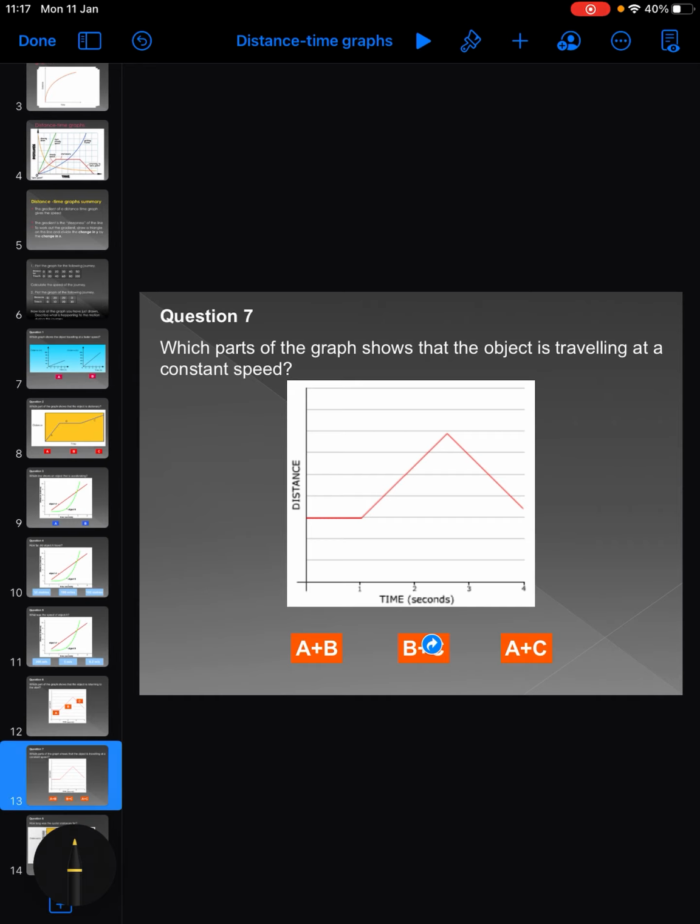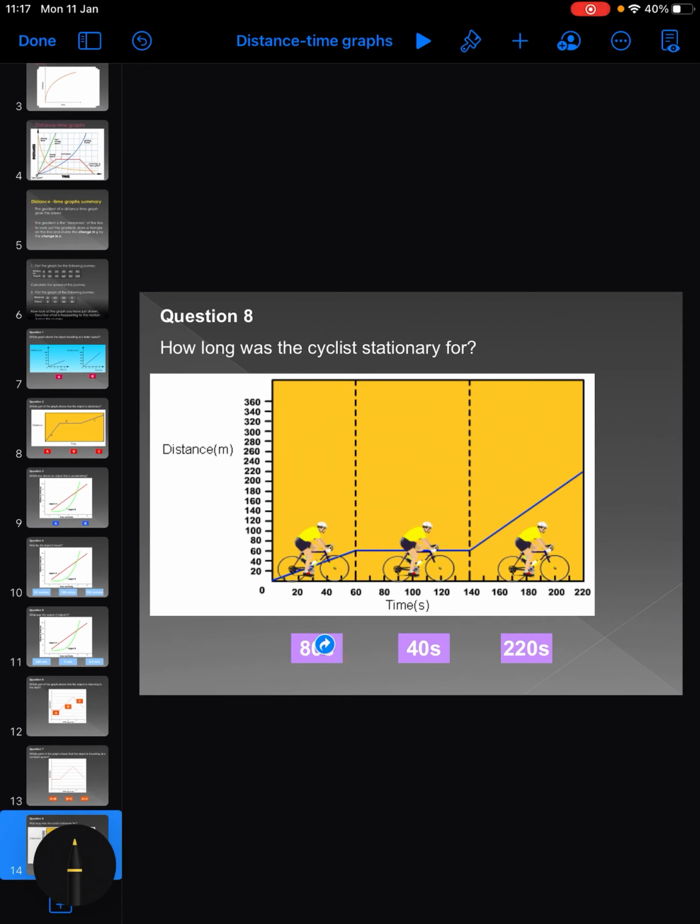Question 7. Which part of the graph shows that the object is travelling at a steady speed? And that's A and B, B and C, or A and C. And our final question, how long was the cyclist stationary for? And you've got a choice: 80 seconds, 40 seconds, or 220 seconds. And again, you want to read that one off of the axes. Okay, let's go back and go through answers.